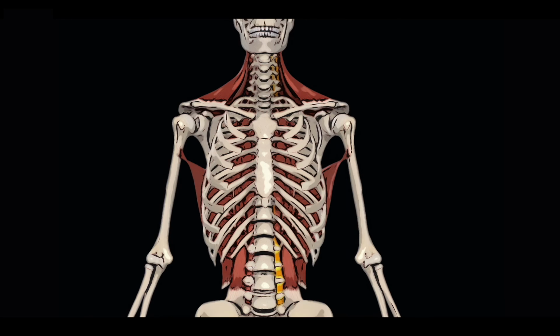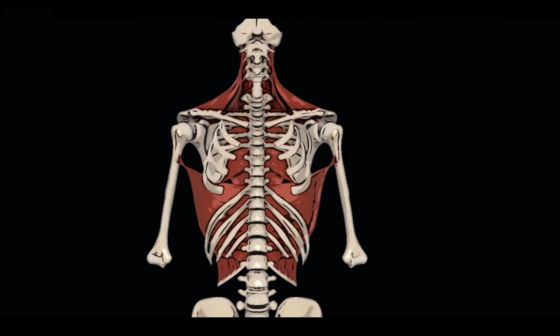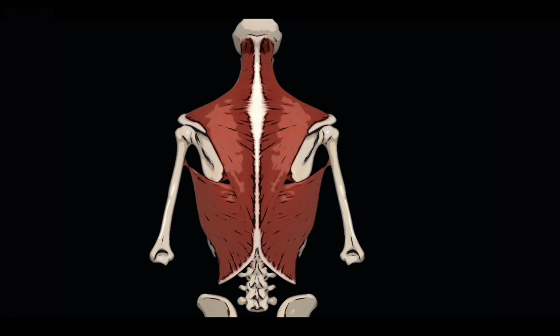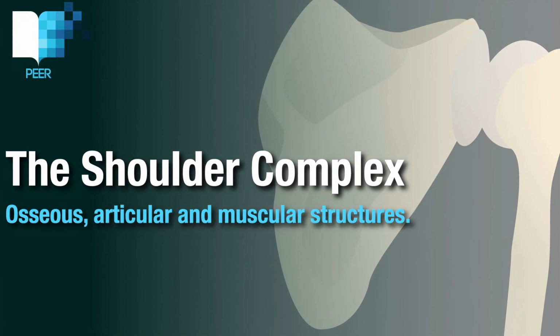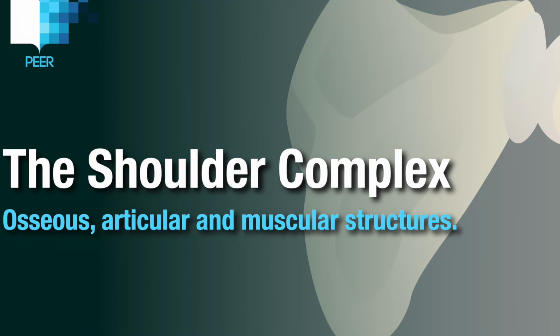Next, the group of extrinsic muscles of the back. This group lies superficial to the thoracolumbar fascia and is involved in movements of the pectoral girdle, arm, and ribs. They include trapezius, latissimus dorsi, rhomboid major, rhomboid minor, levator scapulae, serratus posterior superior, and serratus posterior inferior. These have been covered in a separate lecture on the shoulder complex, a link for which is available on screen.